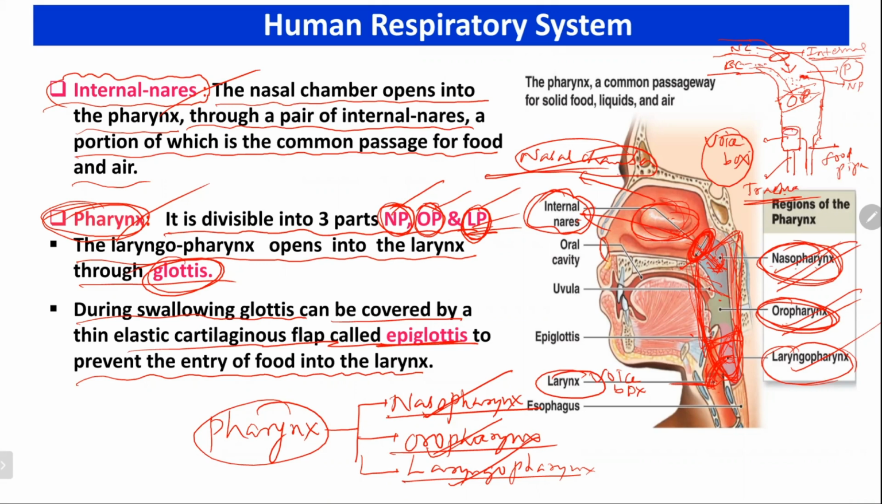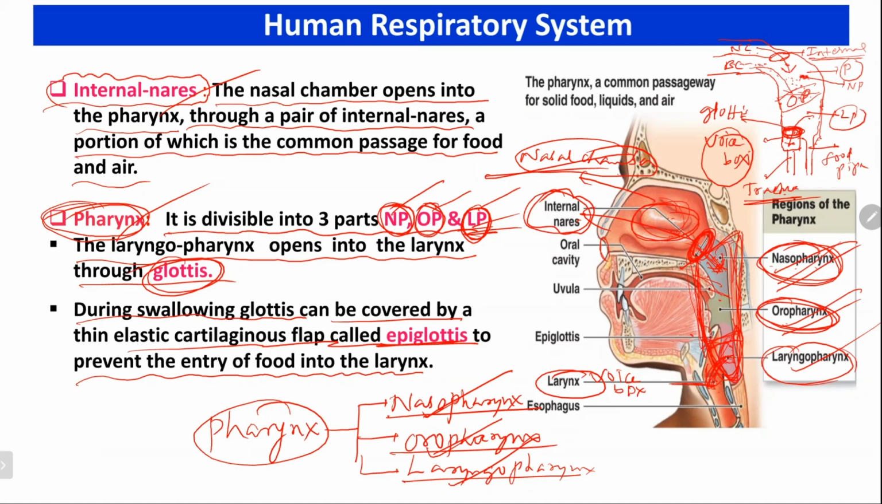So at the anterior end of the larynx, there is an opening. That opening is called glottis. Now you tell, the part of pharynx which opens into larynx through glottis is called what? Laryngopharynx. LP. The part of pharynx which opens into larynx through glottis is known as laryngopharynx. So this is very, very important. I hope everybody understood and is quite comfortable with this. So that is what I have explained.